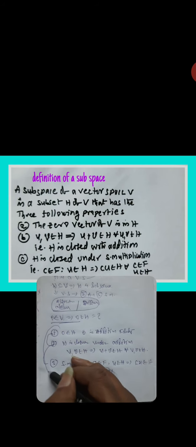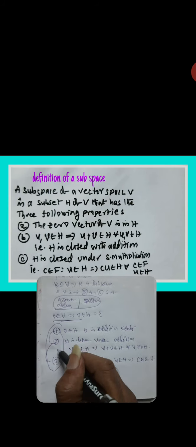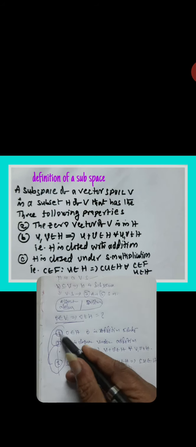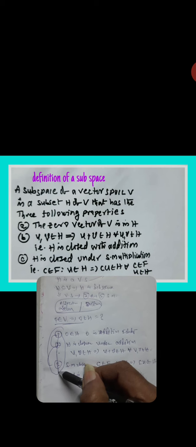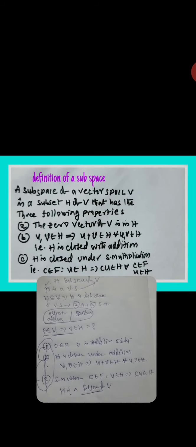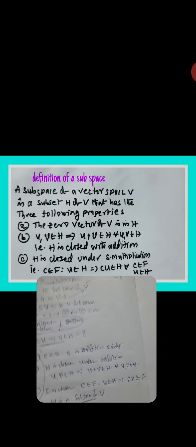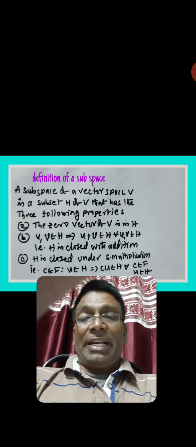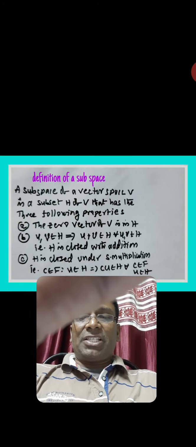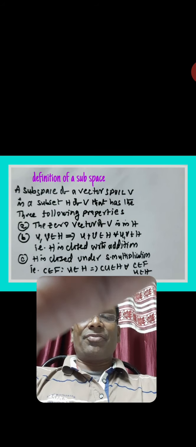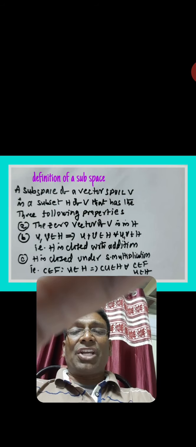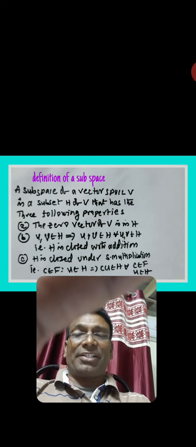Under these three properties, any subset of V that satisfies these three properties, H is a subspace of V. That is the problem. See, listen, mainly the definition of subspace: a subspace of a vector space V is a subset H of V that has the three following properties satisfied.